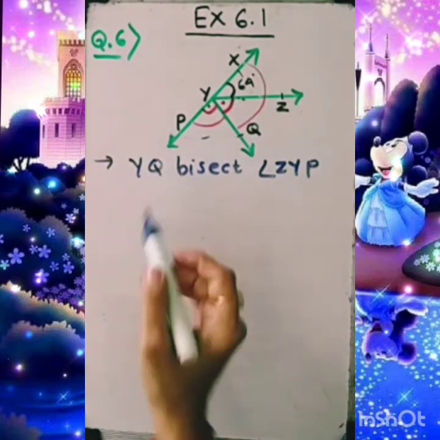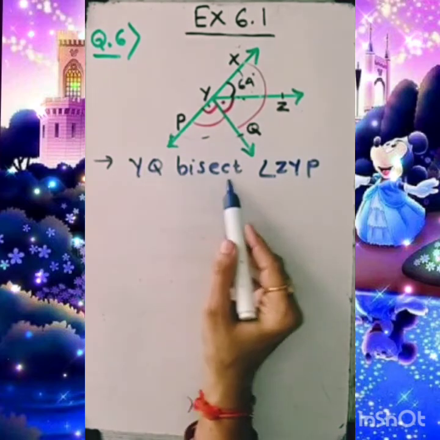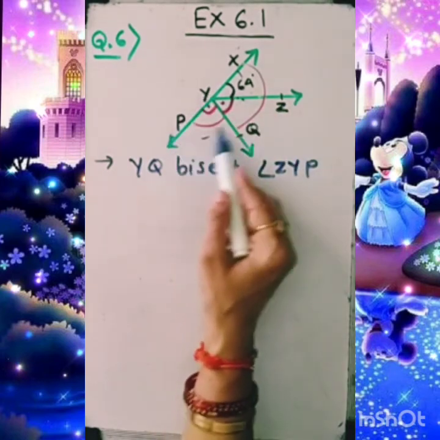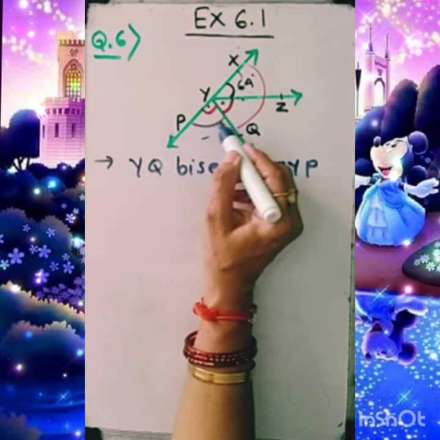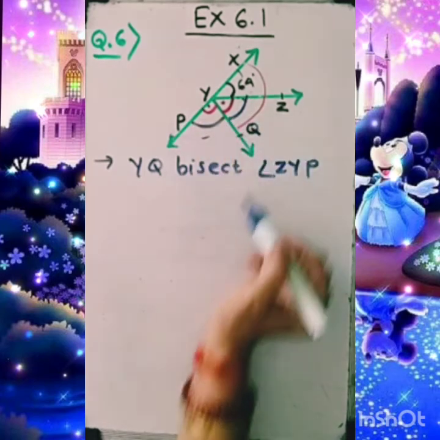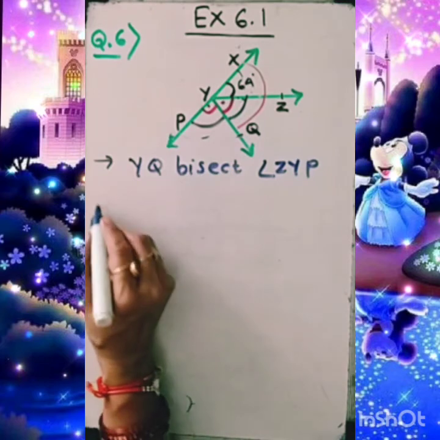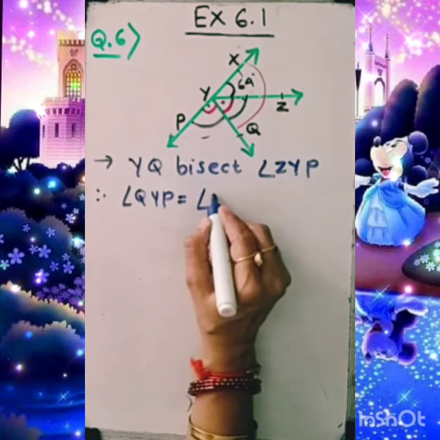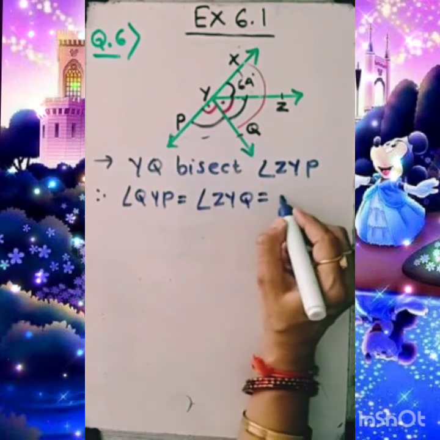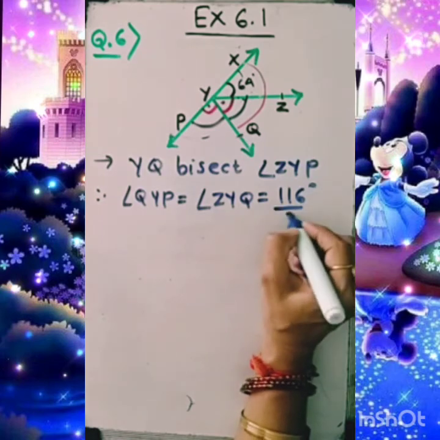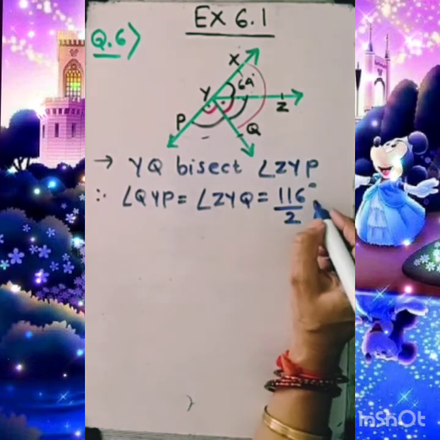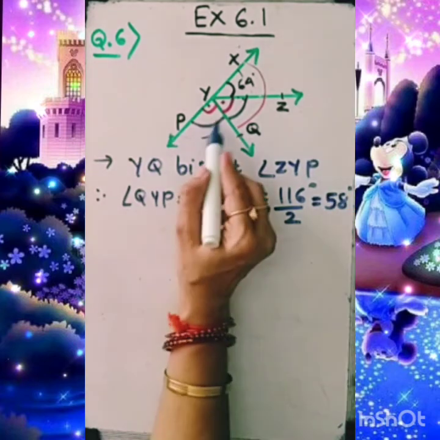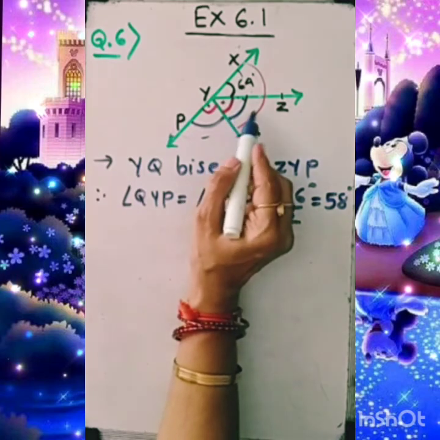So here, according to the given question, YQ bisects angle ZYP. If it is bisecting ZYP, then we get two equal parts. One part is this and another is this. They must be similar. So through this detail, angle QYP equals angle ZYQ, and that is half of the sum 116. Half of 116 will be 58 degrees. So each of these angles, this angle and this angle, is 58 degrees.